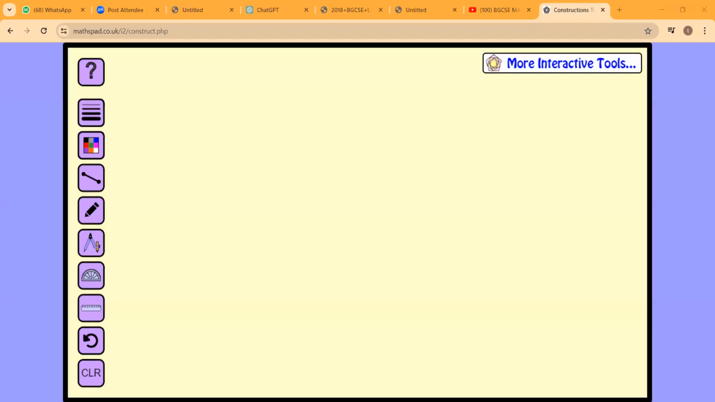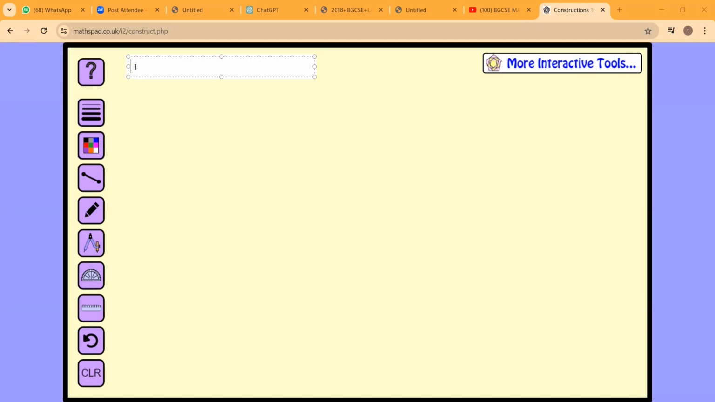Okay, so I'm going to use this site. It's a very nice site for drawing constructions. It's called MathsPad.co.uk. So if you don't have a geometry set, you could also use this to practice. Let me write the instructions down. If you actually have a geometry set, then you could do it. If you don't, then you just have to write it and draw it using a ruler.